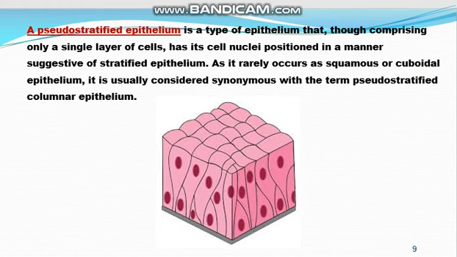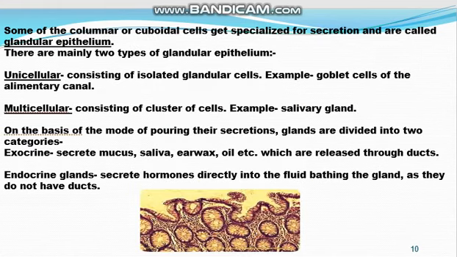Then comes the next point, that some of the columnar or the cuboidal cells get specialized for the secretion function, and then it is known as the glandular epithelium. And glandular epithelium can be of two types, unicellular and multicellular. Unicellular glandular epithelium consists of isolated glandular cells, for example, goblet cells of the alimentary canal. And multicellular glandular epithelium consists of a cluster of cells, for example, salivary gland. And these are the two types of glandular epithelium.